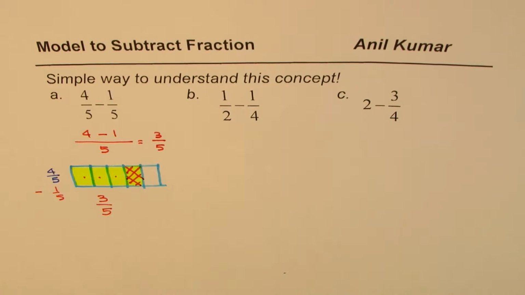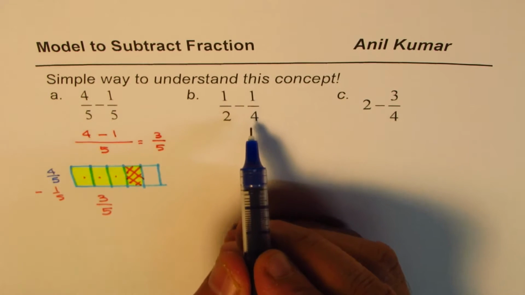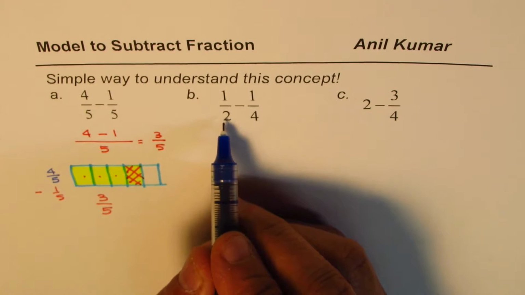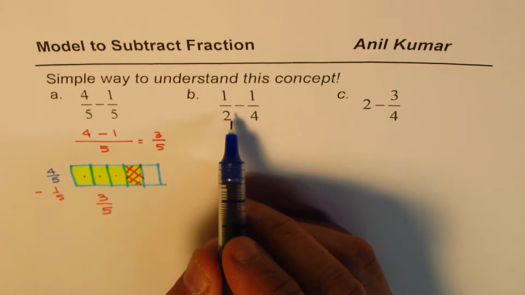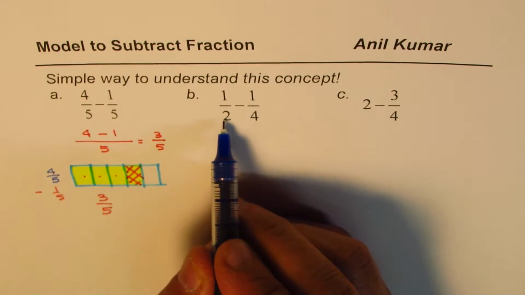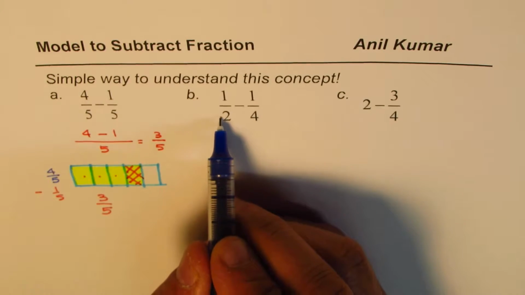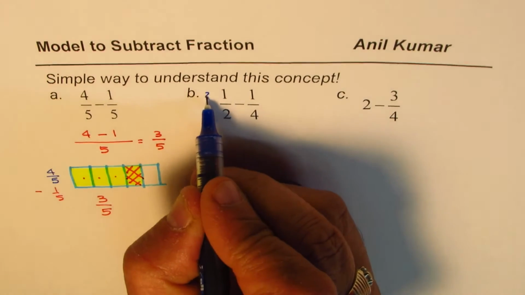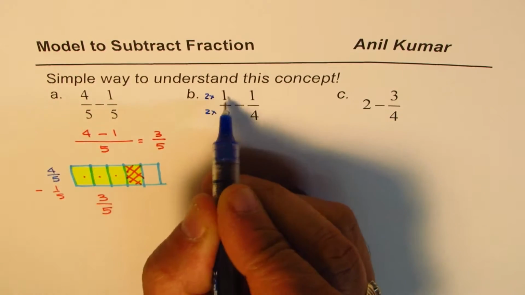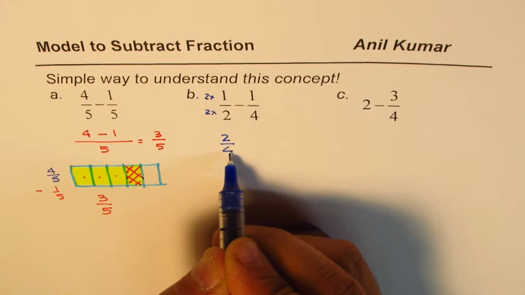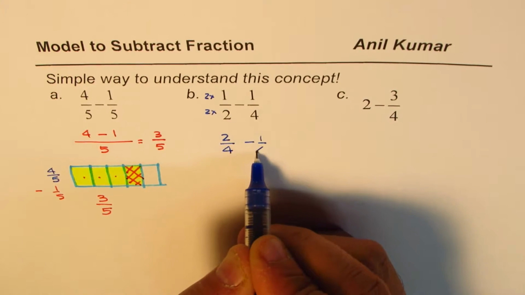Now let's do the next one. We'll do half minus 1/4. Whenever you have to subtract or add fractions, you should have the same denominator. Now, how can you make the denominator the same? Well, the lowest common multiple is 4, so let's make this 4. To make it 4, I have to multiply both by 2 for the first fraction. So I get 2 out of 4 minus 1 out of 4.